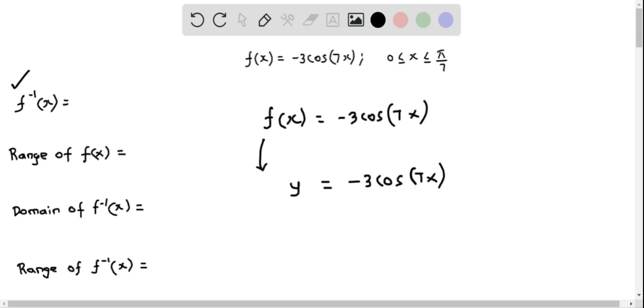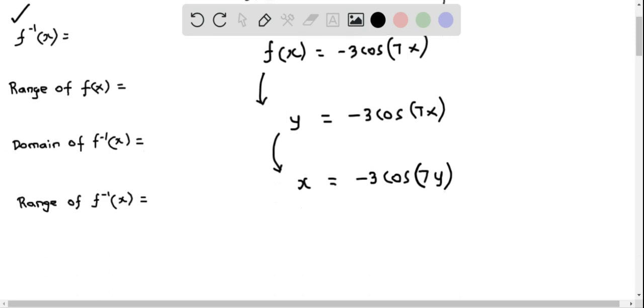And in the next step, we interchange x and y. That is, x we have to replace as y and y we have to replace as x. So therefore this y will become x, and this equals negative 3 times cos of 7y. And in the next step, we have to solve for y. So this is the equation that we have, x equals negative 3 cos of 7y.